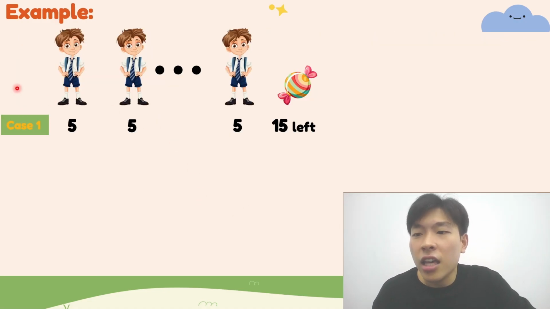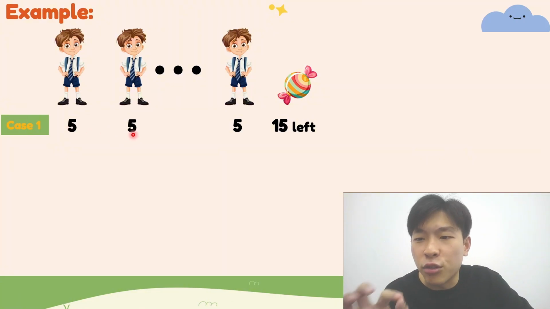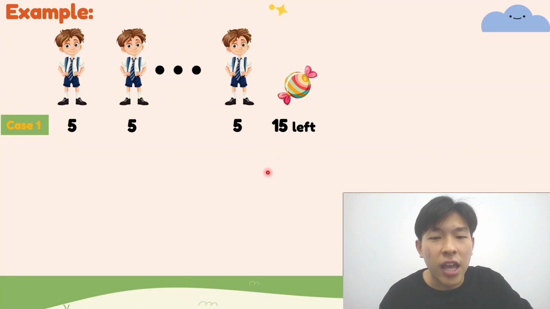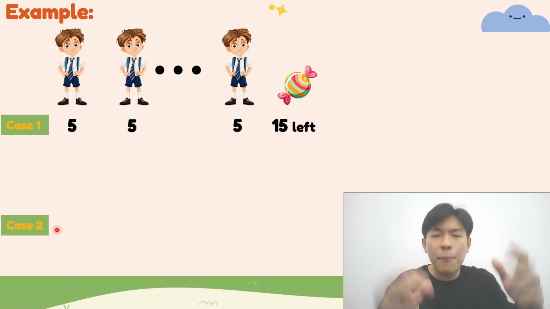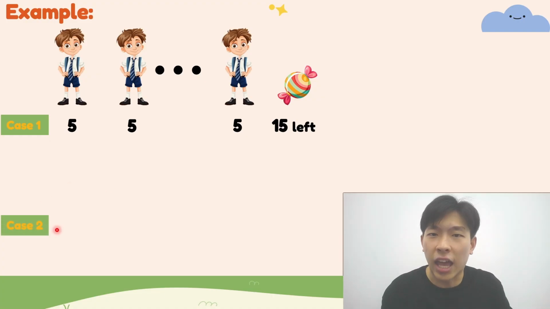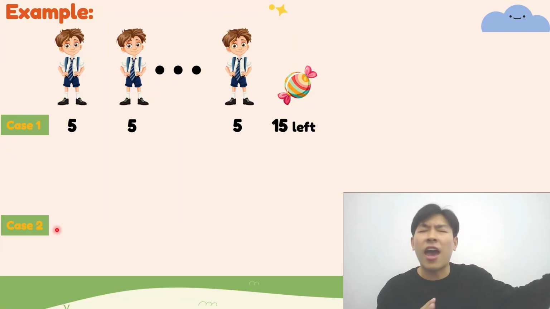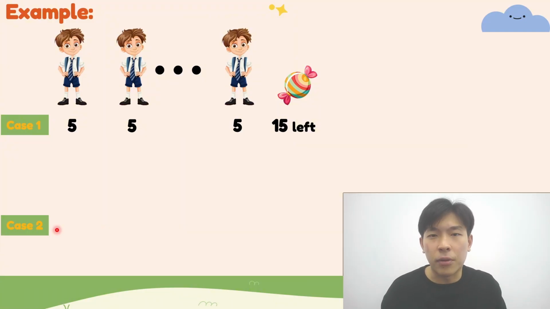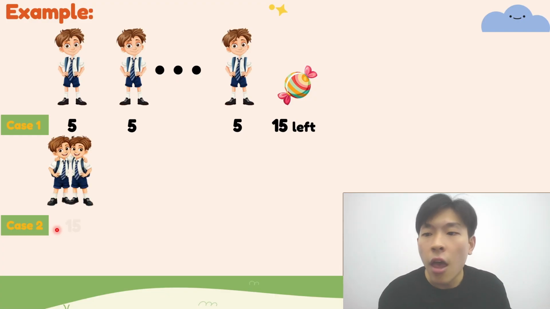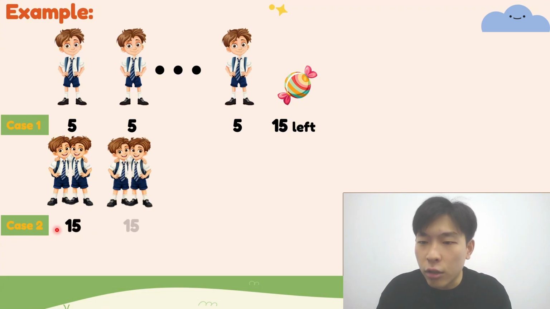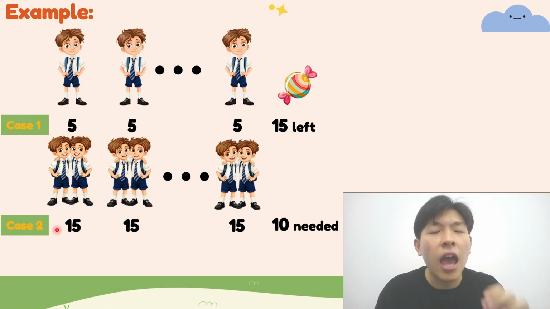It's just like, I tell you that I give every student 5 candies and I have 15 candies left. Then, in the second case, normally we would have, for example, every student gets 7 candies, and I need 10 candies. But this time, the question doesn't tell you that. The question tells you, I give 2 students 15 candies, and I need 10.